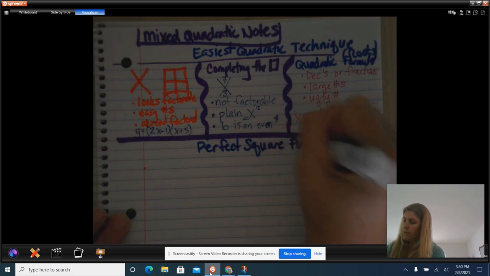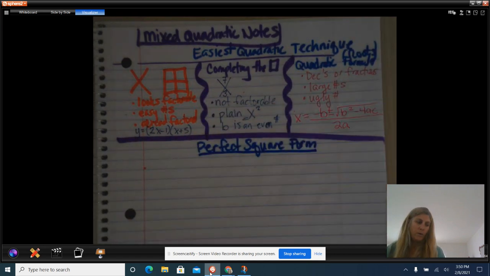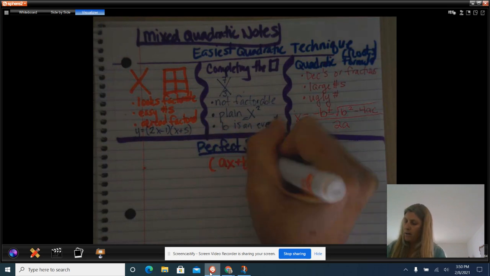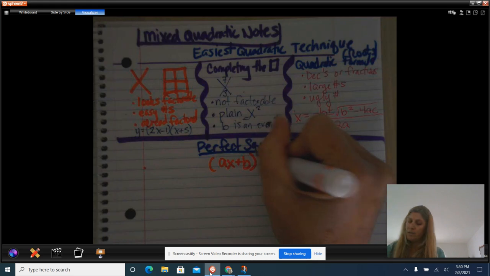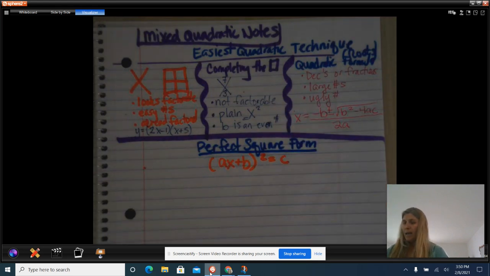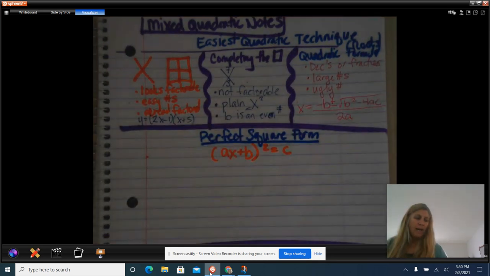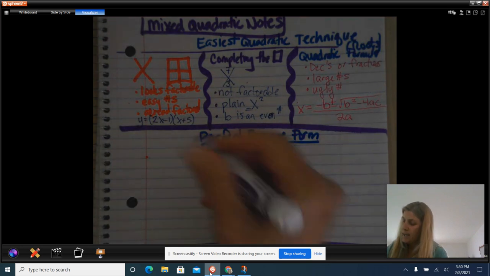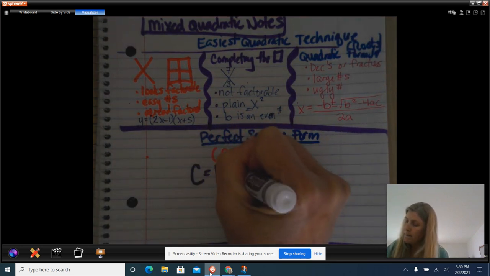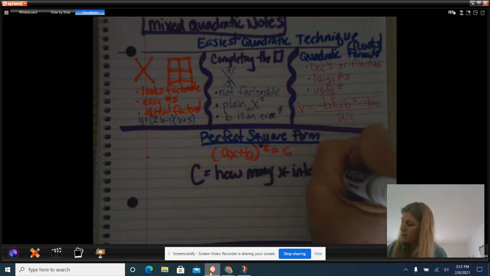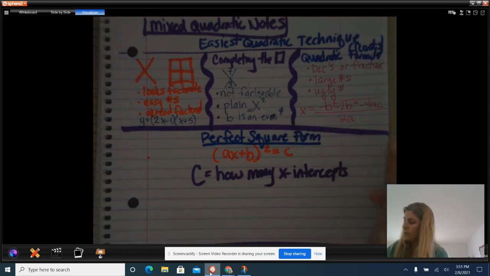Perfect square form is when on one side you have (ax + b) squared, and on the other side you have your constant c. You can rearrange anything into perfect square form. And what this c tells you is how many x-intercepts, or roots, or zeros, or solutions the parabola has.